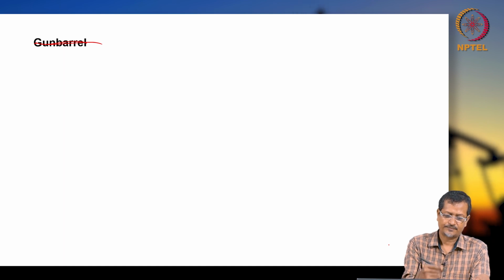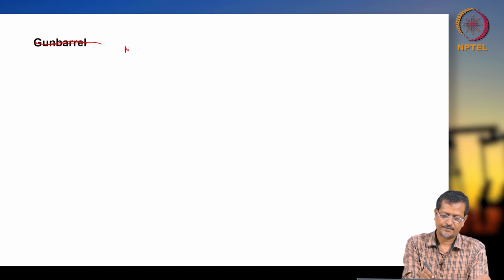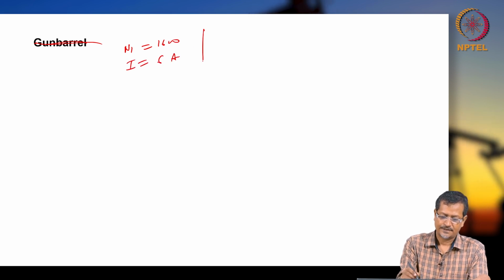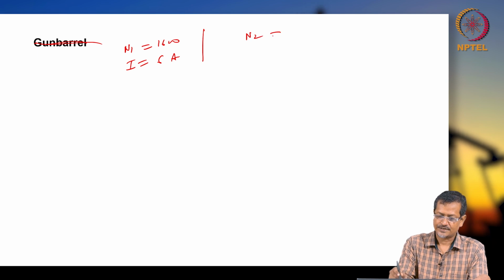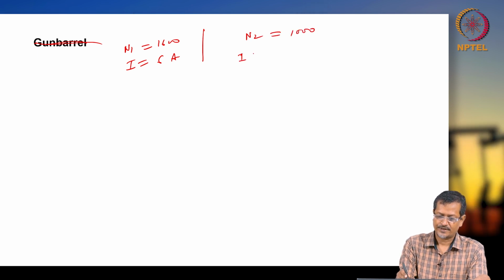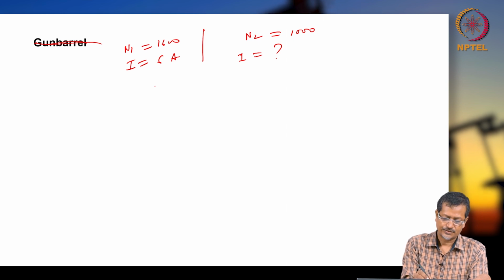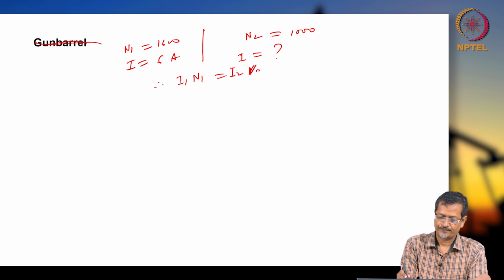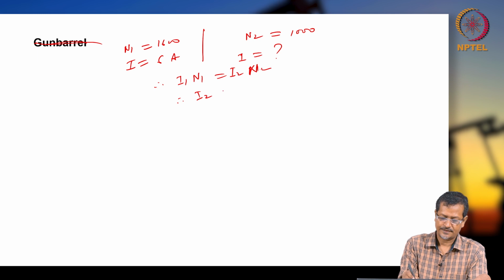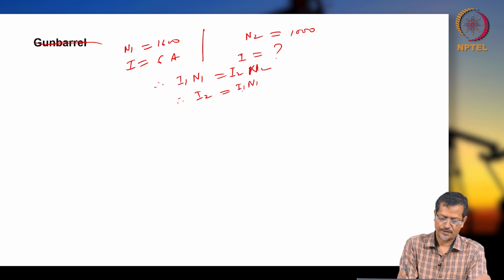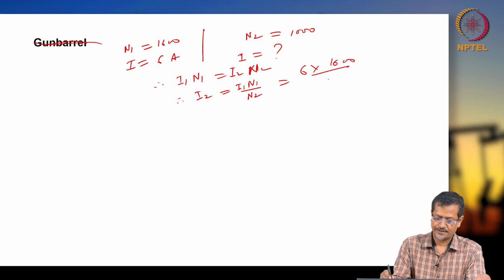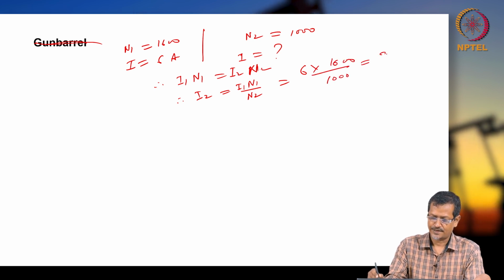One small thing, then I will close. Similarly, for a similar transformer, let us say N1 equals 1600, I1 equals 6 ampere, and N2 is given as 1000. What will be I2? In that case, again I1 N1 equals I2 N2. You can use this formula, and directly I2 equals I1 N1 divided by N2, which is 6 into 1600 divided by 1000 equals 9.6 ampere.